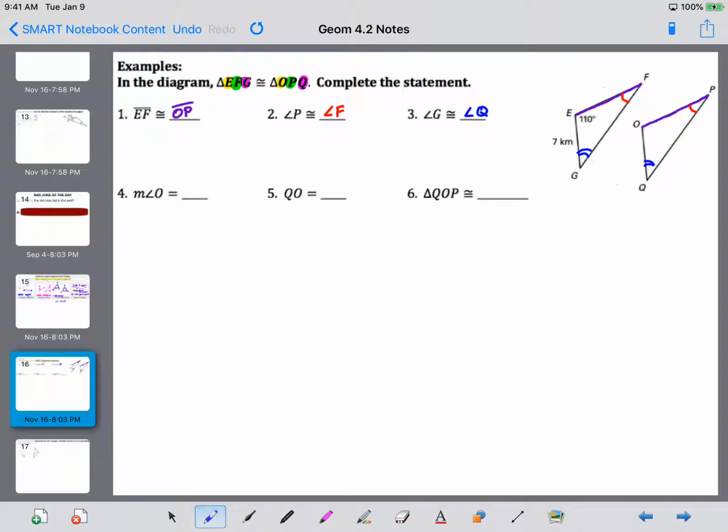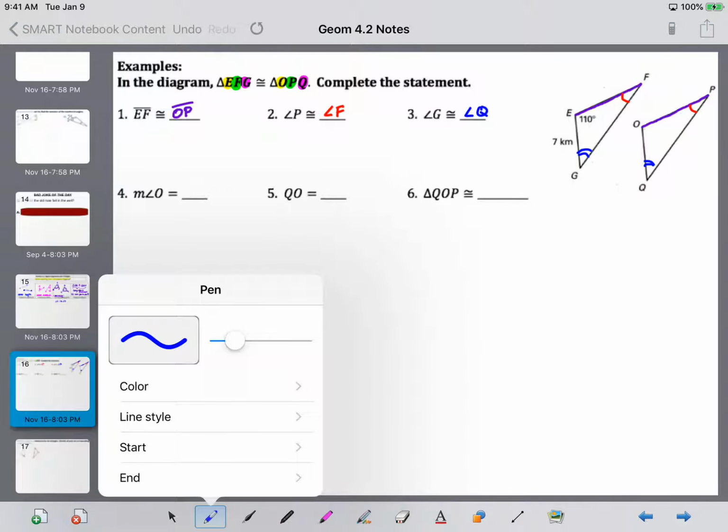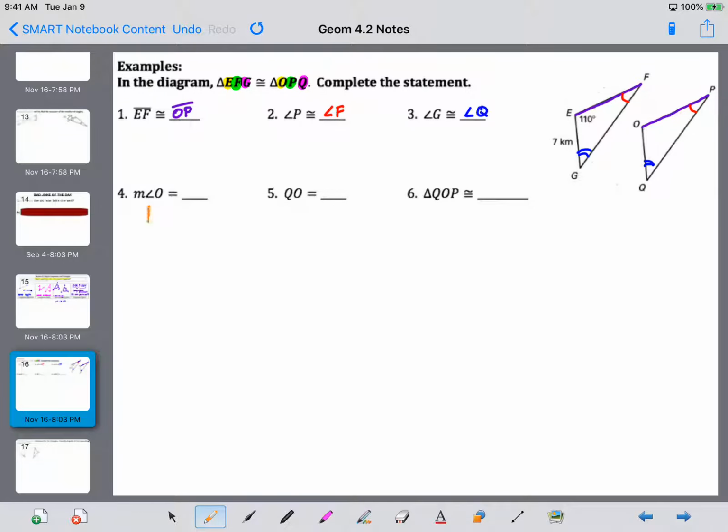All right, now anytime you guys see the measure of an angle, you're going to actually put the number of degrees. So if we're asked for the measure of angle O, well, they don't tell us how many degrees that is. But they do tell us that E is 110, and E and O correspond. So that means O also has to be 110 degrees.